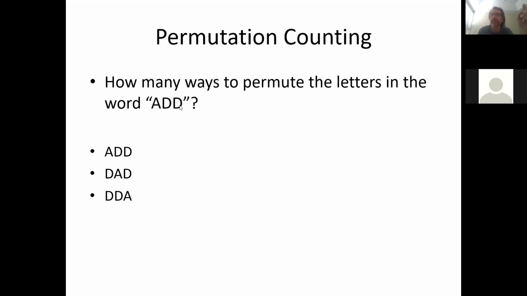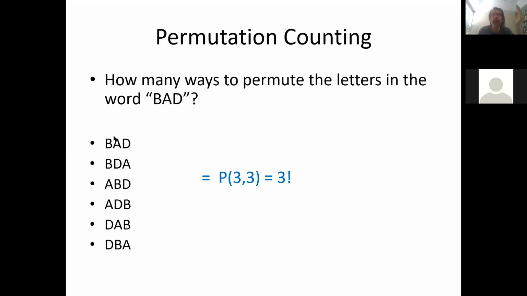Now, what about these letters? ADD, right? These are the 3 permutations because these 2 letters are identical. So any permutation of D and D doesn't count as a permutation. So it's like as if I had all of these, but then I made B and D equal. Then in that case, bad and dab would be the same thing, and BDA and DBA would be the same thing.